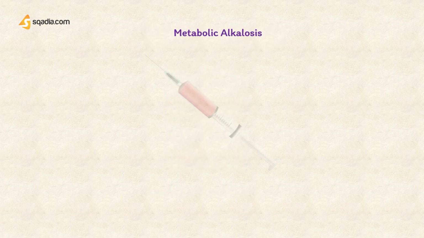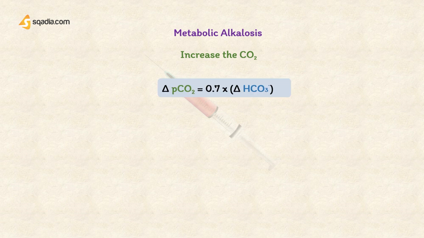Now coming to metabolic alkalosis, in this case, the main aim is to increase the carbon dioxide to counter the metabolic alkalosis. In this, the person hypoventilates. And if the actual carbon dioxide level is not equal to the expected level, then we have a mixed disorder. So the formula for this is: the change in the partial pressure of carbon dioxide is equal to 0.7 multiplied by the change in bicarb level.